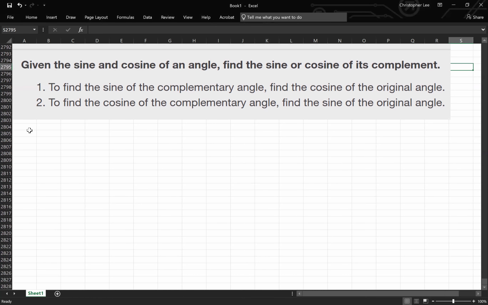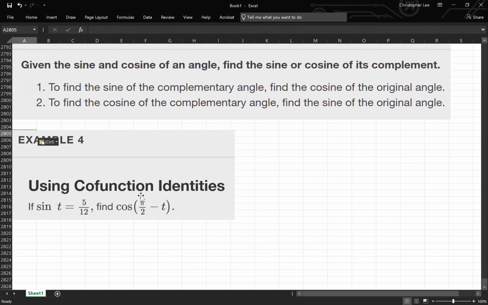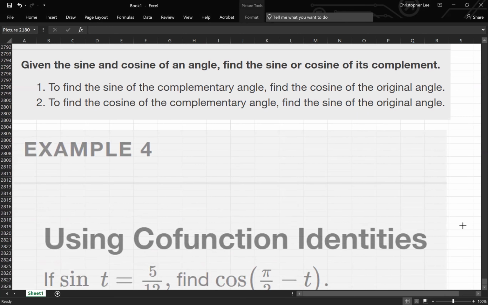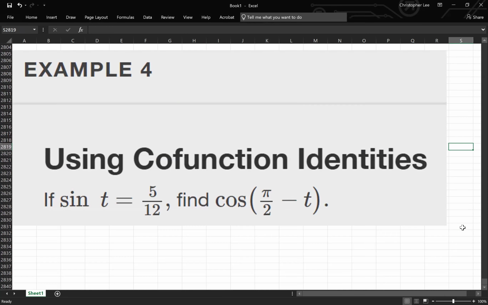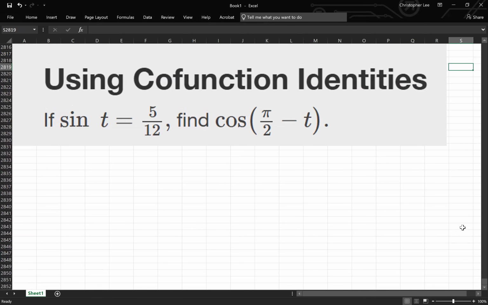Look at an example. So the sine of t, the original function, is equal to 5 over 12. So the cosine of pi over 2 minus t should also be equal to what? Say it. 5/12. Perfect. That's easy. That's it. Co-function identities.